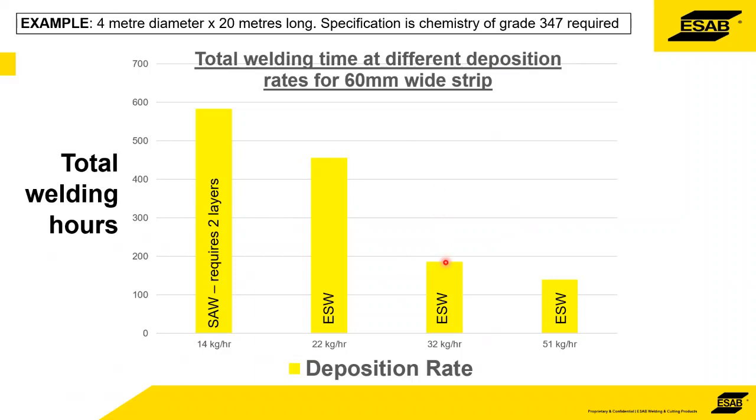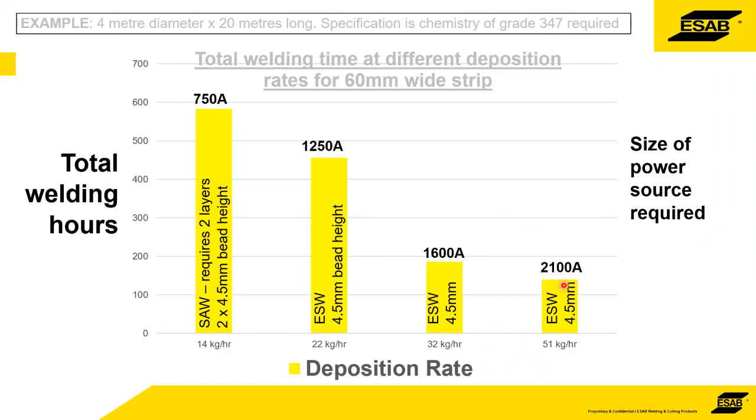You go to the medium speed electroslag welding, then it comes below 200. And for the high speed, you're talking 120, 125 hours, I think. So it's a huge difference. This is overlay welding time. Instead of talking weeks and weeks of welding, you could have this done basically in under 2 weeks. That's the difference.